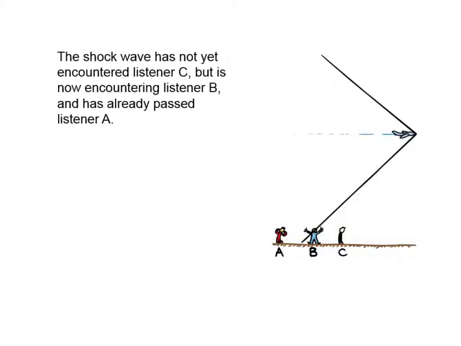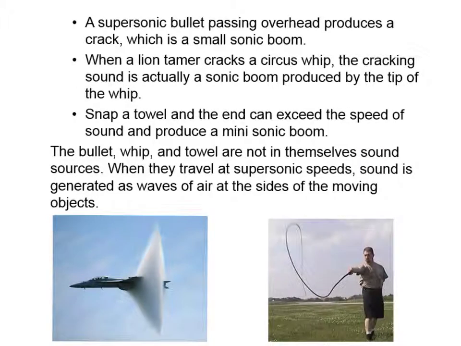As an example, we look at this situation here where we have the airplane that's traveling faster than sound. It's created a shock wave, and we've got listeners A, B, and C. The shock wave has not yet encountered listener C, but is now encountering listener B and has already passed listener A. So listener A has heard the sonic boom, listener B is hearing it now, and listener C has yet to hear it. You can even see the shock wave behind a plane as it's traveling past you faster than sound, as it condenses the air right near it. From the perspective of a pilot in the plane, this little cloud is always there, but it only shows up as it's passing an observer that is outside the plane.